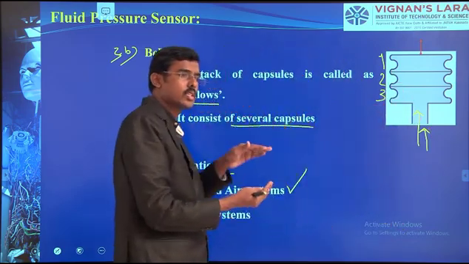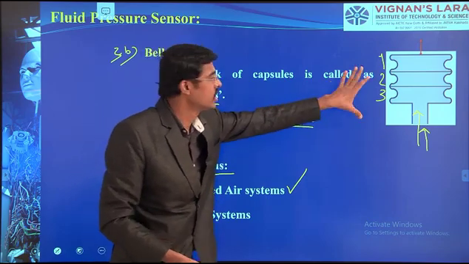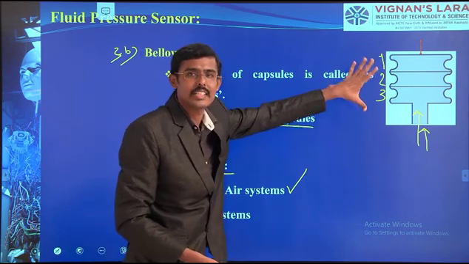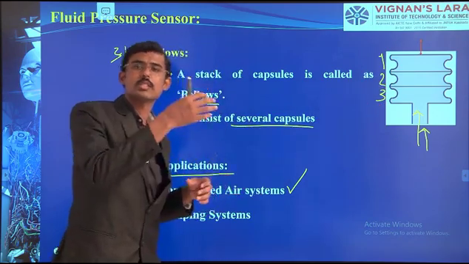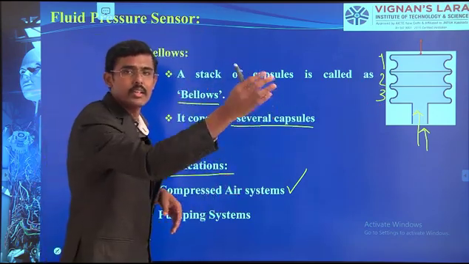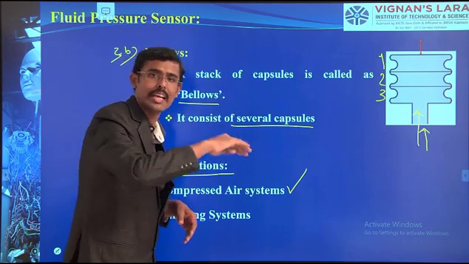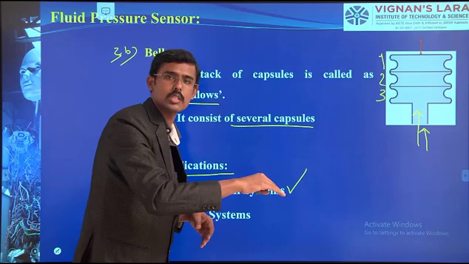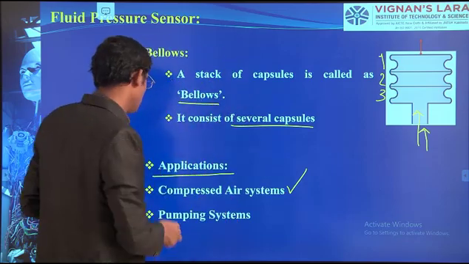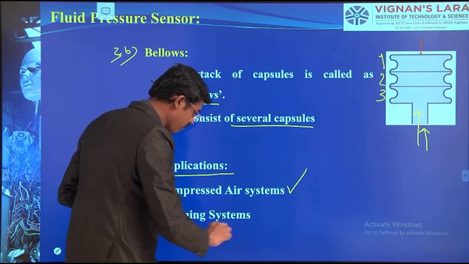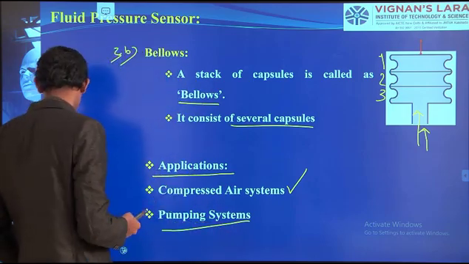The resistance of the material varies. Here it enlarges. The elastic deformation occurs on the capsules and bellows. Those are connected to the pointer, and the pointer deviates from its calibrated position. That becomes the measurement of pressure. So we can use it in compressed air systems, pumping of fluid, water, air, any pumping systems.